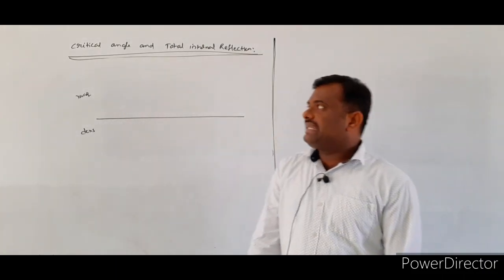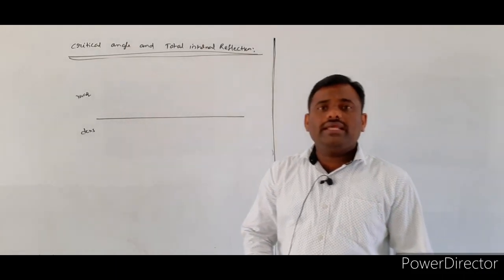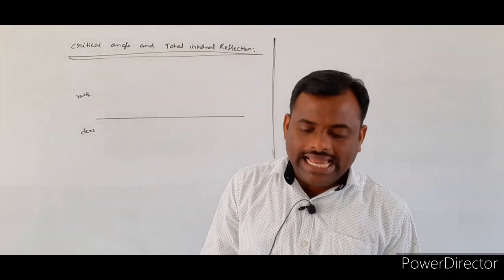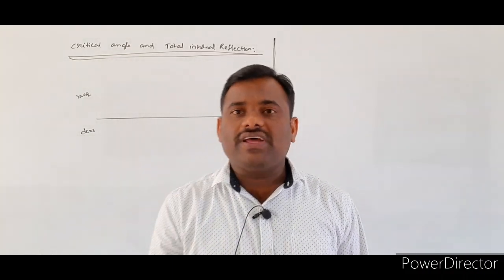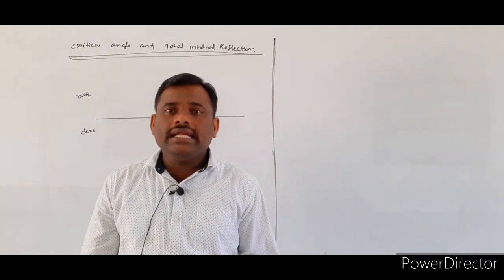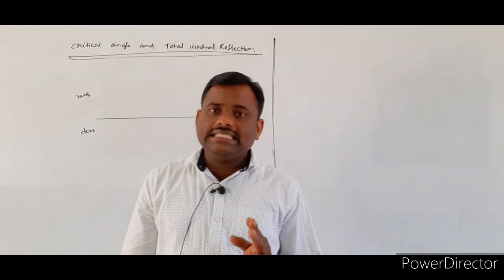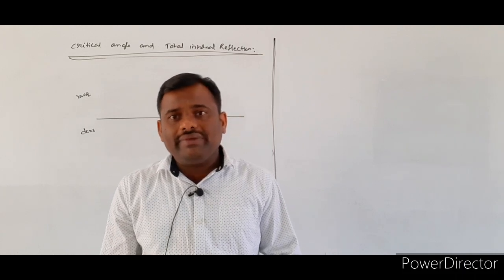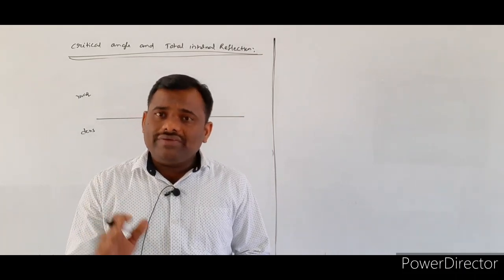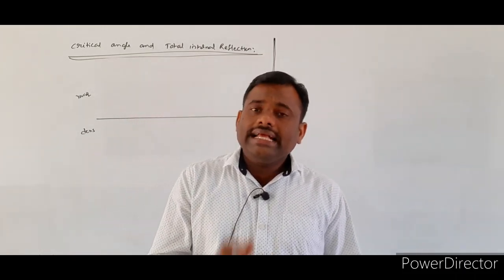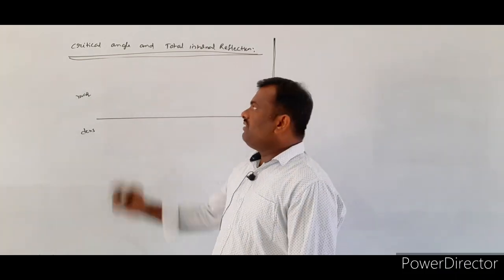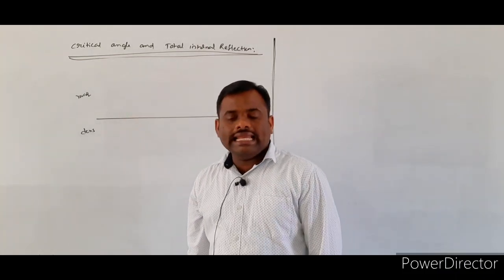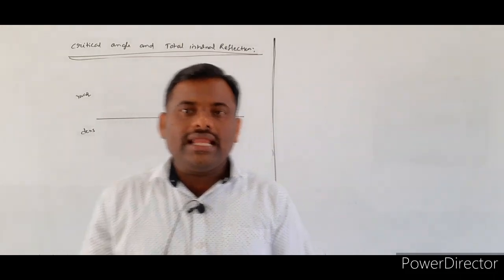Next concept, critical angle and total internal reflection. When do the critical angle and the total internal reflection take place? Whenever the light rays are traveling from the denser medium to the rarer medium, we find the phenomena of the critical angle as well as the total internal reflection.